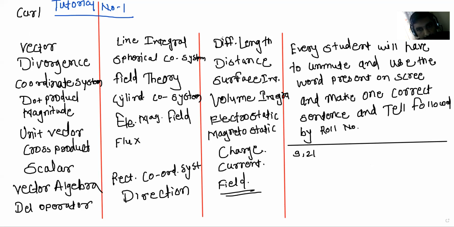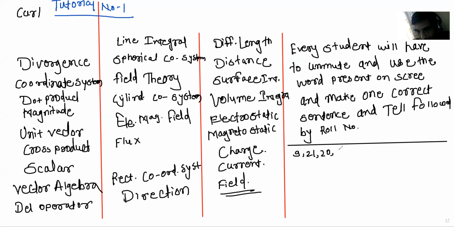Sir, vector direction does not change. Start with your roll number. Roll number 20. Vector direction does not change. Okay. Roll number 7: a vector object has both magnitude and direction. Correct. So what are your roll numbers? 7. Okay, 7 and 20.